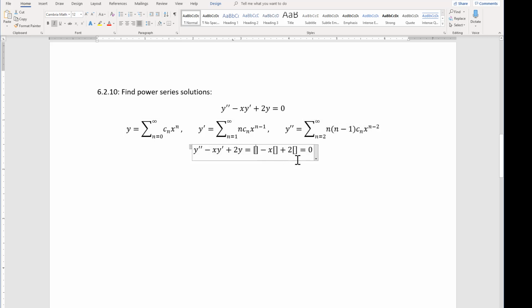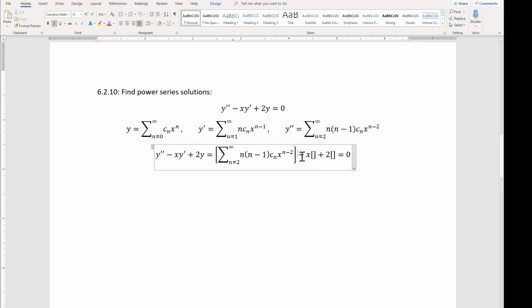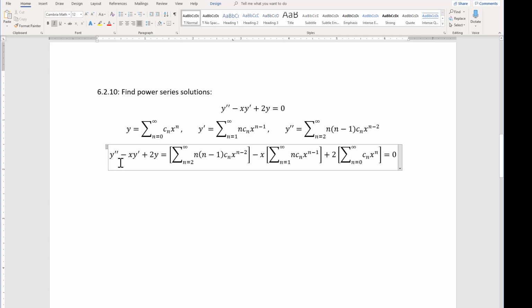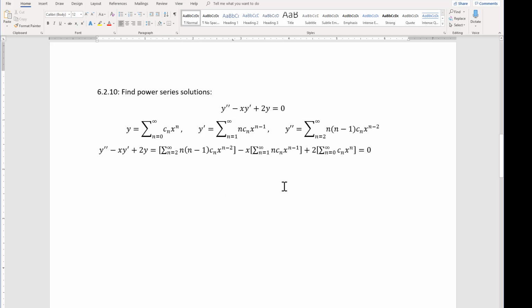So this is your second derivative. It goes in the first slot in your differential equation. We have our first derivative that goes in this slot in our differential equation multiplied by x. And we have the original function that's going to be multiplied by 2. So here is our differential equation now in terms of the series. Okay. So we want to see if we can somehow combine this. But before combining it, let's take a look at what's happening here.